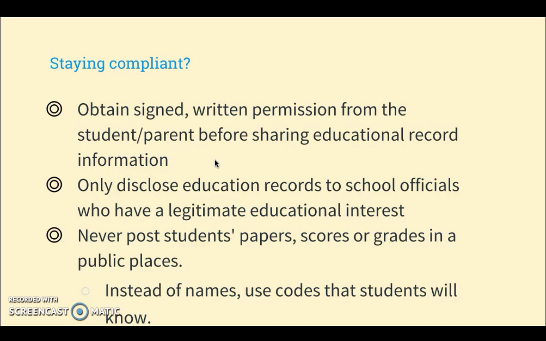And also, they can stay compliant by only disclosing educational records to school officials who have a legitimate educational interest. Never post student papers, scores, or grades in public places. Instead of names, use codes that students will know. That way they could still see their post without giving their information to the public. And also disclosing any kind of educational records to school officials. That includes administration, so leadership, whether it's for research, or it could also be given to supervisors, any kind of academic and support staff.